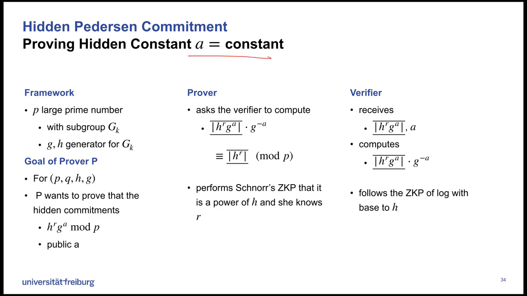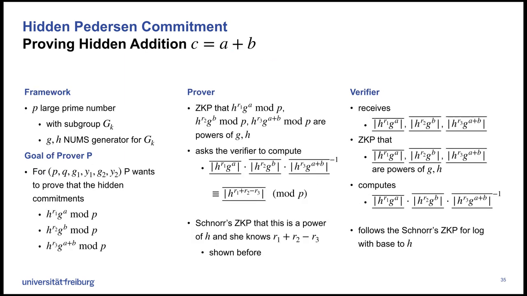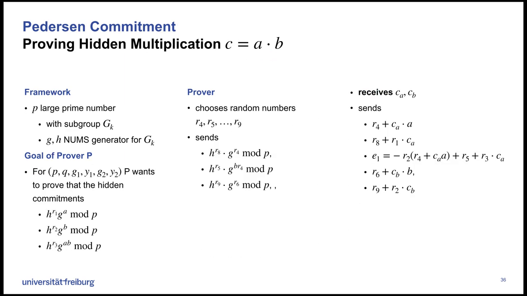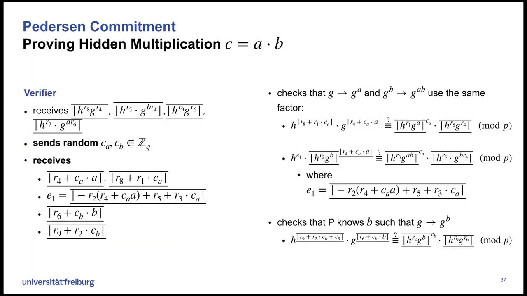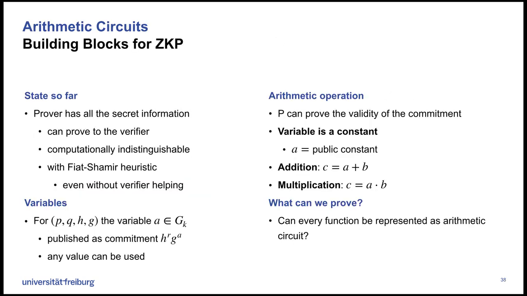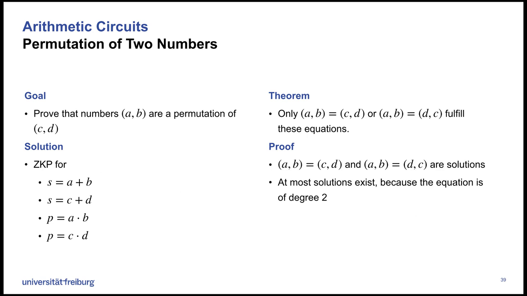You can prove that you know a constant, you can prove that you know the addition of 2 bits, and you can also prove the multiplication of 2 hidden things. So it was complicated. I also have reduced that to a smaller set. And if you have these building blocks, then you could basically do anything. We started with permutation of 2 numbers. In the exercise on Thursday, we'll talk about permutation of 3 numbers, which is probably also fun.